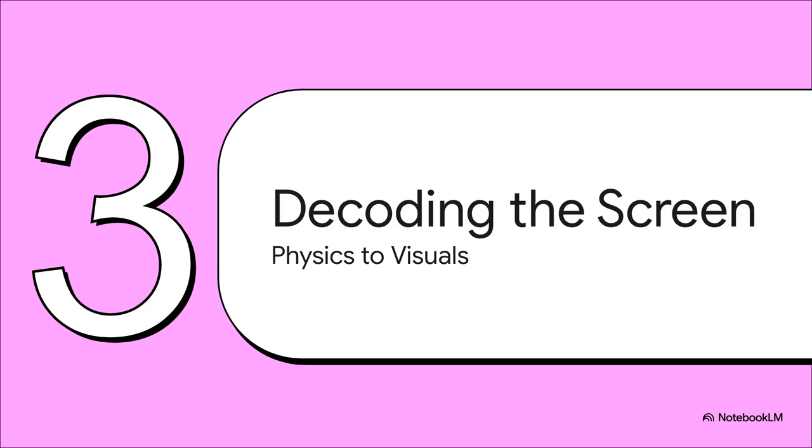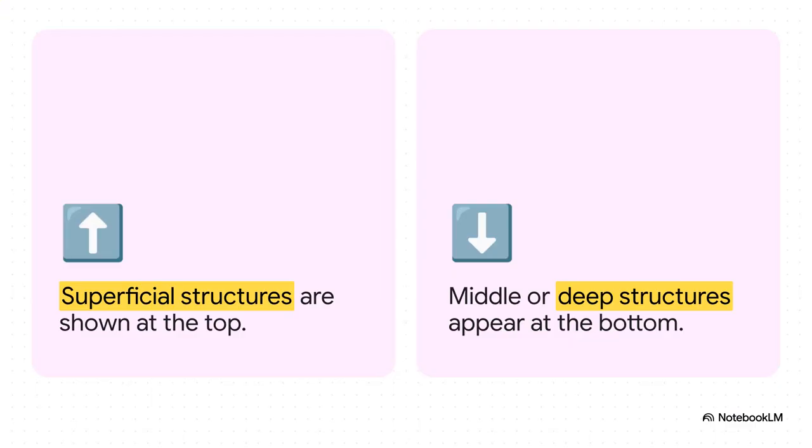Which brings us to section 3, decoding the ultrasound screen, from physics to visuals. All right, first things first, we've got to understand the visual map of the screen itself. If you imagine looking straight down from the skin into the body, it's actually a very logical layout. Whatever is superficial, meaning it's closest to the probe right at the surface, well, that's displayed right at the top of the screen. Conversely, the middle or deep tissues that the sound waves had to travel further to reach, those are plotted all the way down at the bottom.